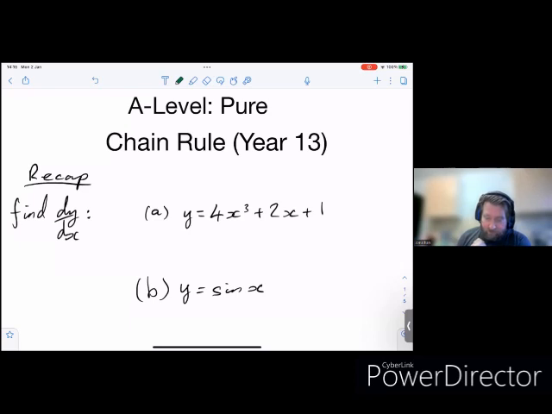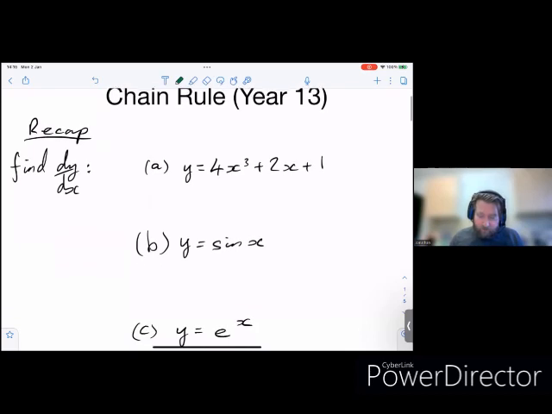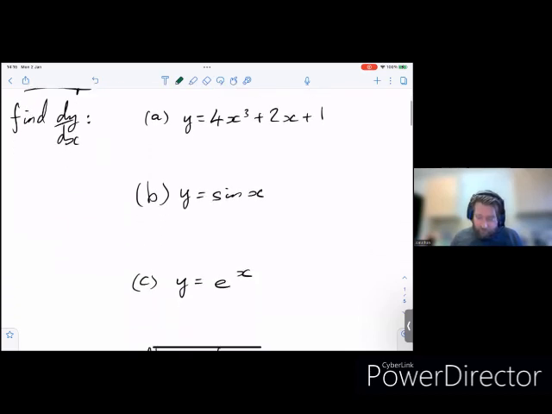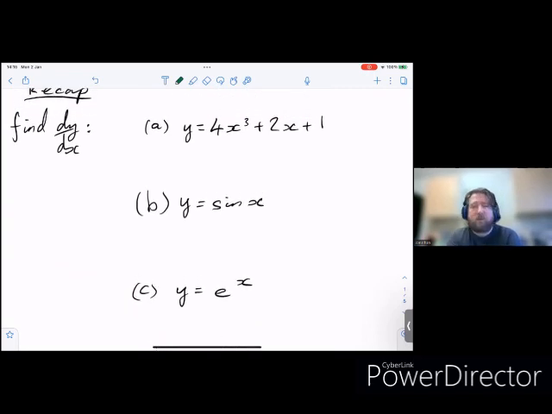This recap should show you what you need to know coming into this, just basic differentiation of basic functions. If I scroll down a bit, do you all know how to differentiate these three functions? If you want to take a little time to do it yourself, pause the video. Otherwise, you can follow along with me.